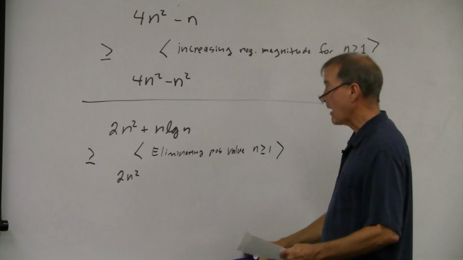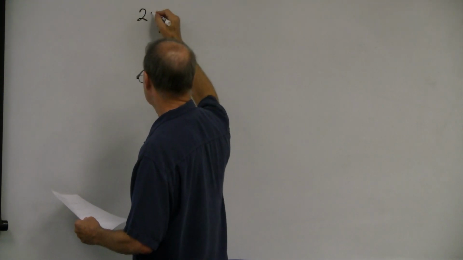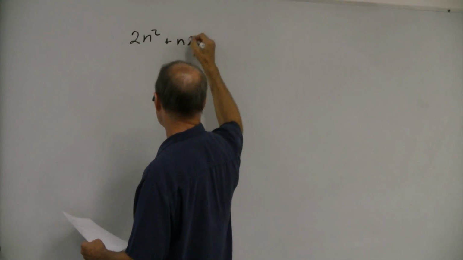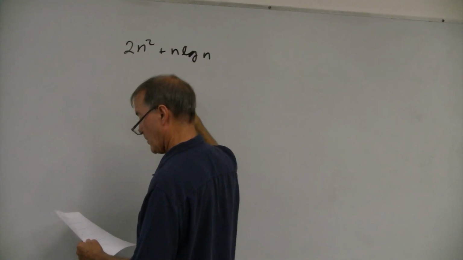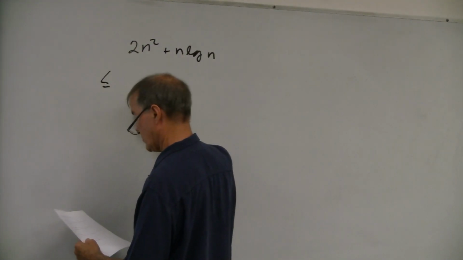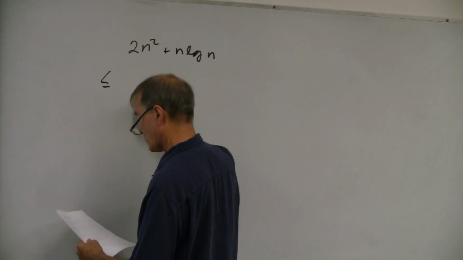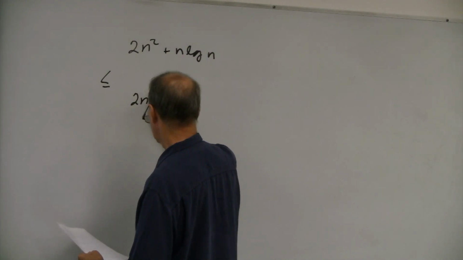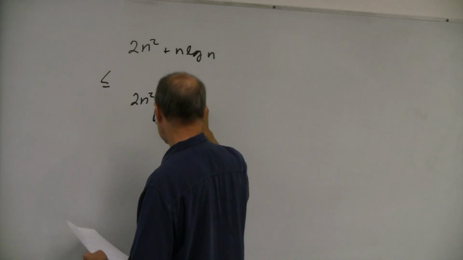Okay. Now, how about this one? How about 2n squared plus n log n? And we want this to be less than or equal to 2n squared plus n times n.